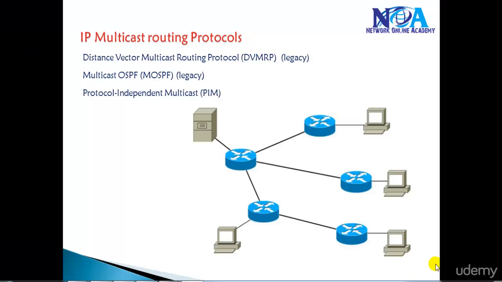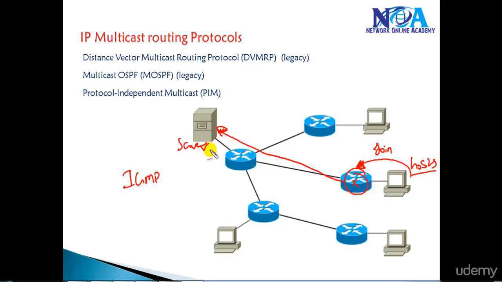Now in this video we'll talk about PIM, protocol independent multicast. If we quickly revise what we discussed in the previous section, we have seen the IGMP protocol. IGMP is a protocol which is used to communicate between the hosts, the receivers, and the router. Whichever receiver wants to receive the multicast traffic needs to send some join messages to the router.